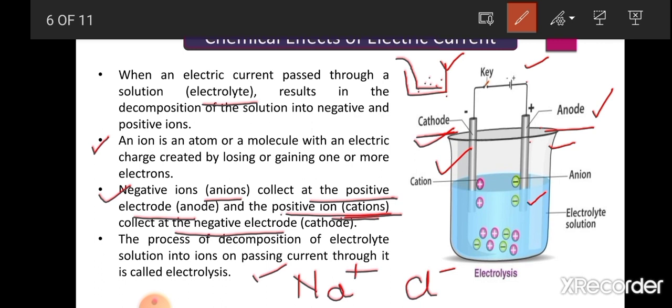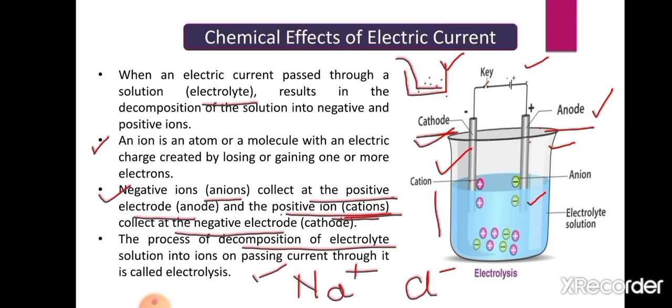Now we will study what electrolysis is. When an electrolyte solution decomposes on passing electric current, this process is called electrolysis, because this is an electrolyte solution. When electric current passes through these electrodes, the electrolyte solution will dissociate or decompose into positive and negative ions, and this process is called electrolysis.